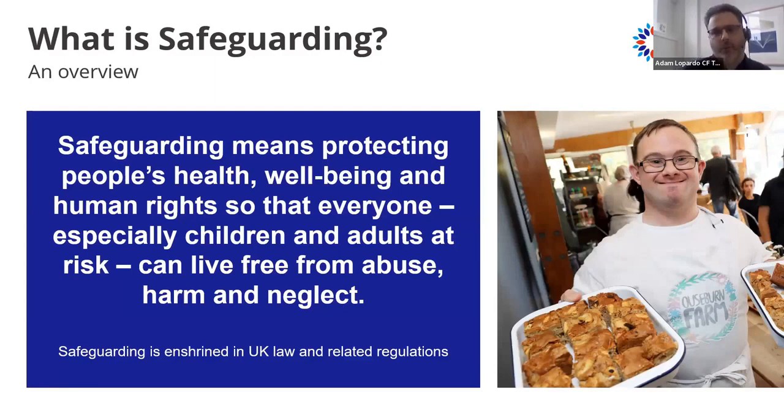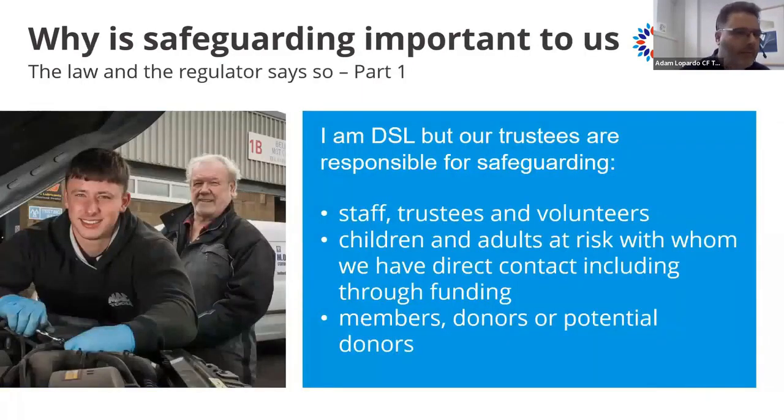There are a whole range of laws around the Children Acts, Social Acts, Carers Acts. So these points are enshrined in UK law, and we have to follow them, and also in our Equalities Act as well. So why? Well, I've just said, it is enshrined in law. It's important to us because we have to do it. Our trustees are responsible for safeguarding. They have a responsibility, outlined by our regulator, the Charity Commission.